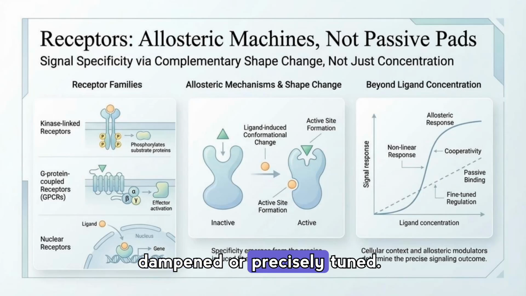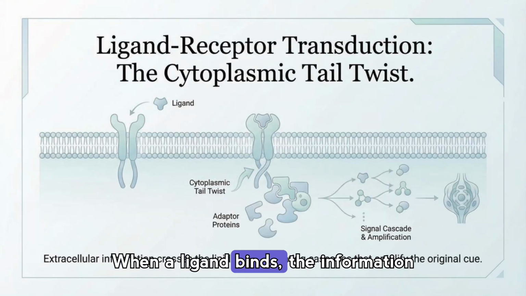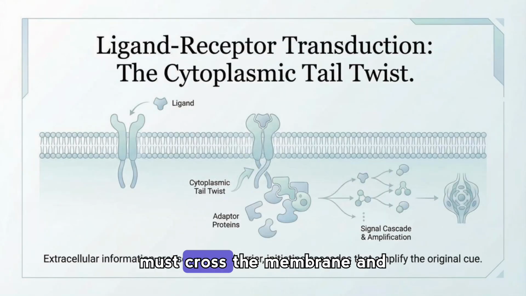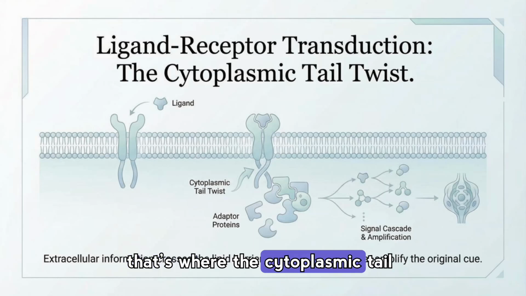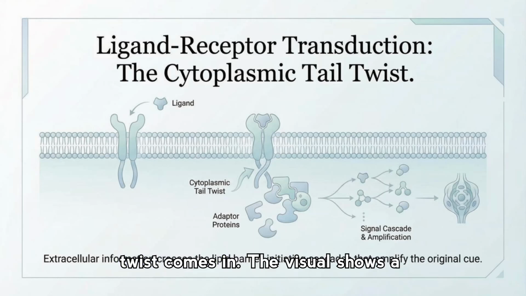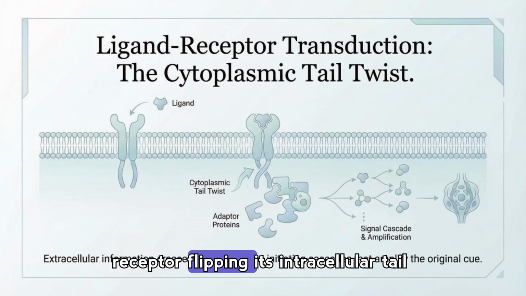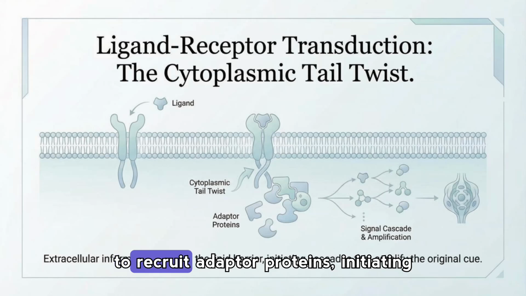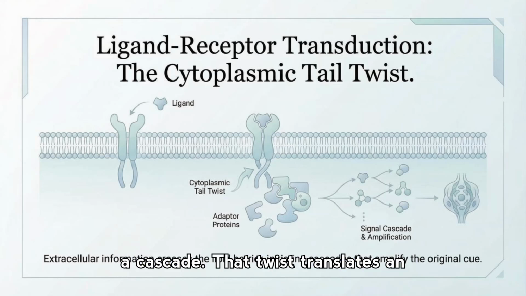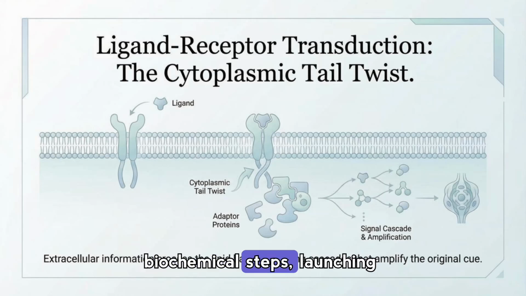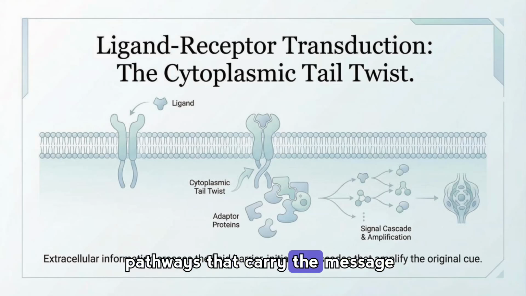When a ligand binds, the information must cross the membrane, and that's where the cytoplasmic tail twist comes in. The visual shows a receptor flipping its intracellular tail to recruit adapter proteins, initiating a cascade. That twist translates an external cue into internal biochemical steps, launching amplification and branching pathways that carry the message deeper into the cell.